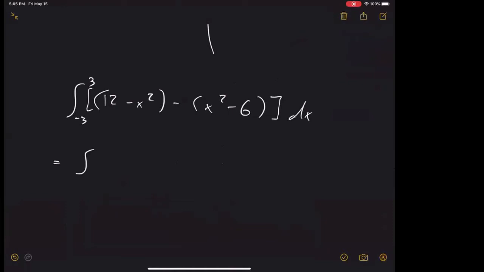All right, so let's just simplify our integral a bit. So we get this.